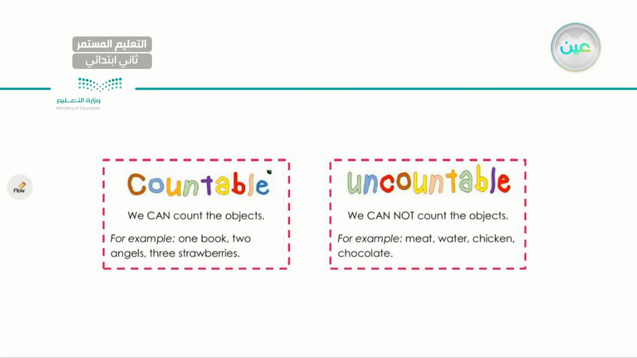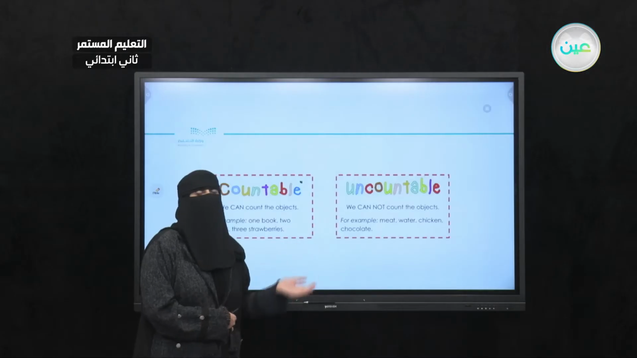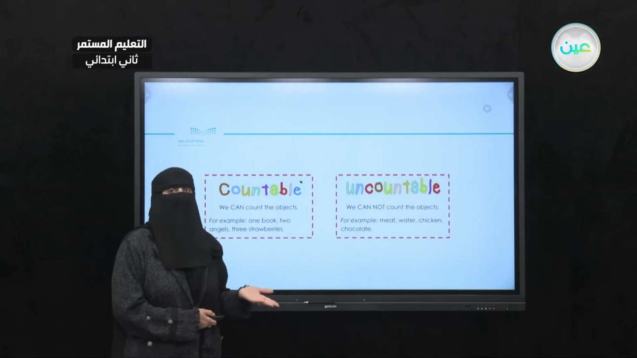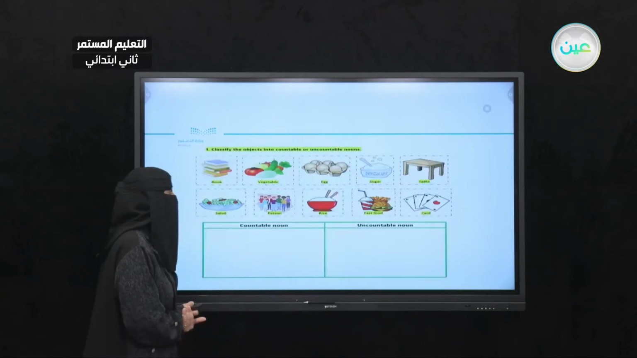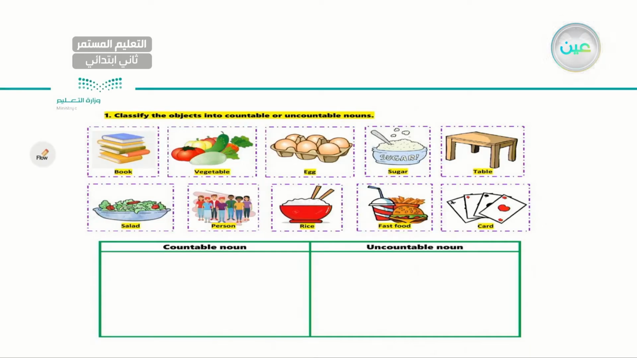For example, I have meat, water, chicken, chocolate, yogurt, honey, jam, coffee, orange juice, and so on. We cannot count it, we cannot form the plural. We cannot add s to these words. So I gave you this exercise at the end of the previous lesson as your homework. I hope you have done it. So let's double check your answers.